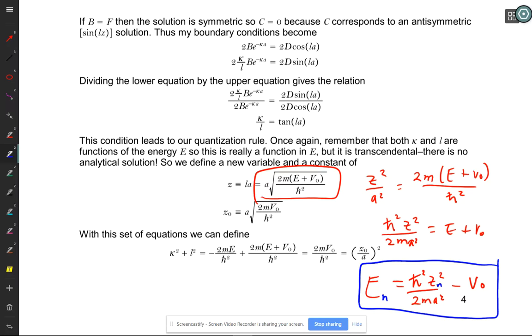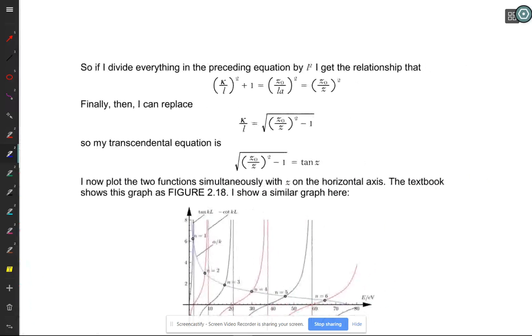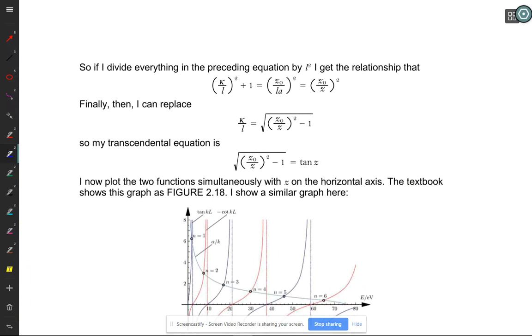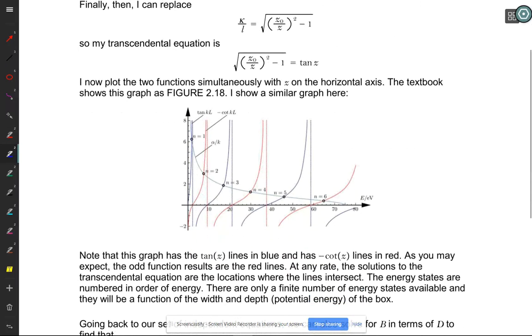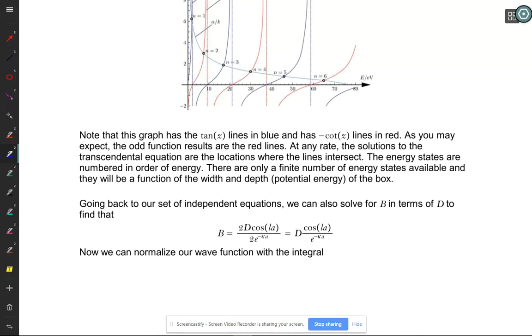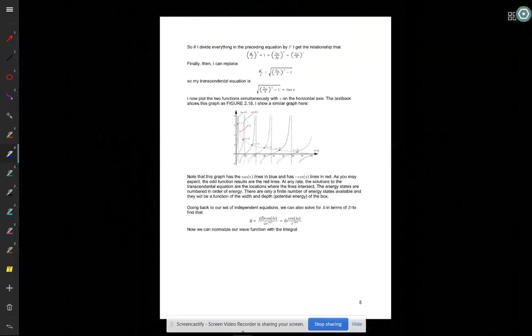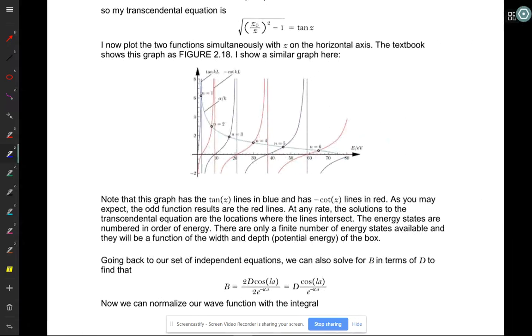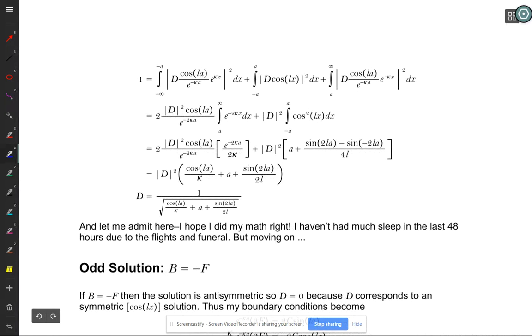Could there be more than 6 or fewer than 6? Yes. It depends on our definitions here. I'm pretty sure that if you have a deeper well, you're going to have more energy states available to you. I haven't gone through to double check this, but I would have to go through and do it carefully to make sure.